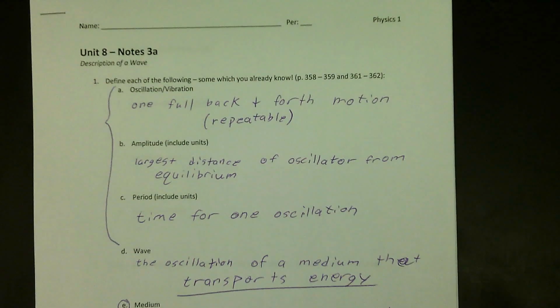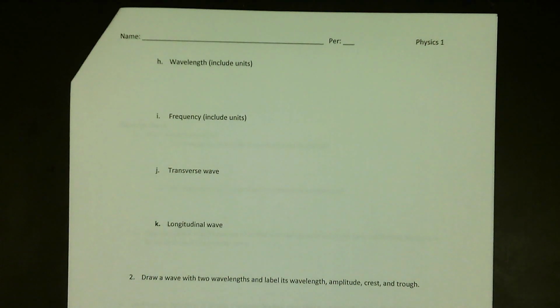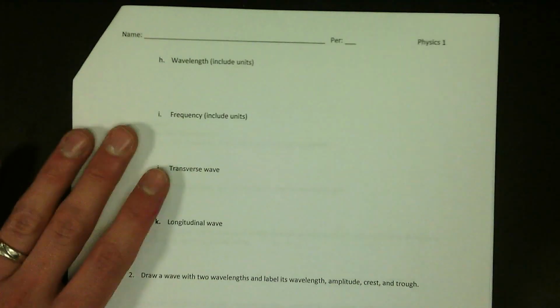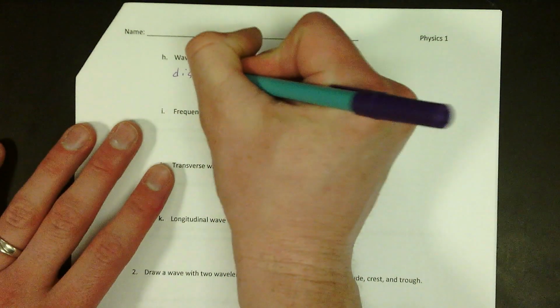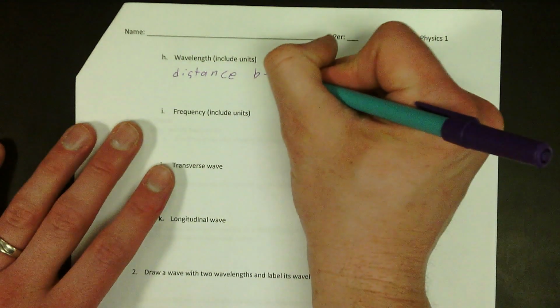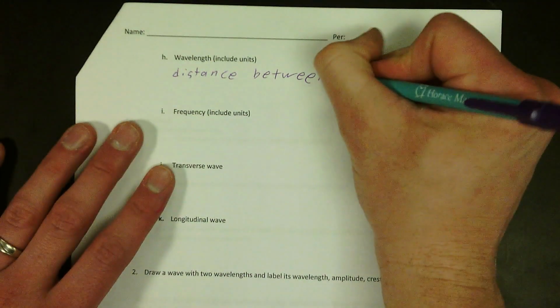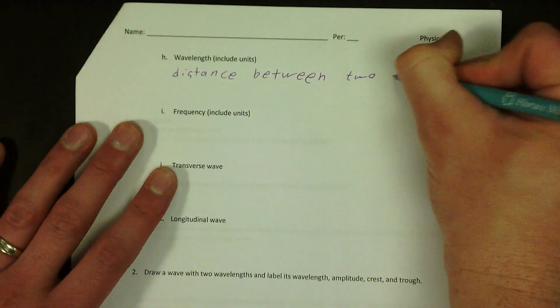Jamal, what you got for wavelength? The distance between reflected troughs or identical parts of the wave. Perfect. I'm going to simplify it down, but that's exactly right. So it's the distance between, I'm going to just use the last part you said, between two identical points on a wave.